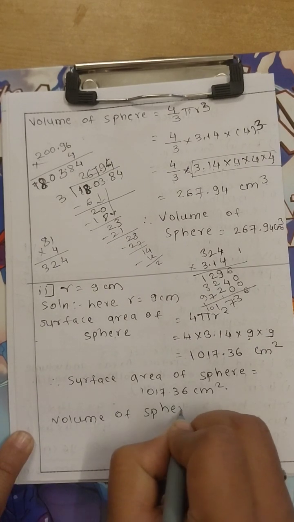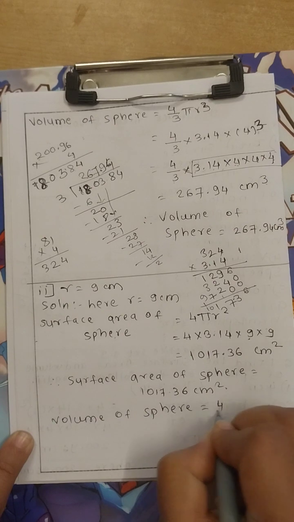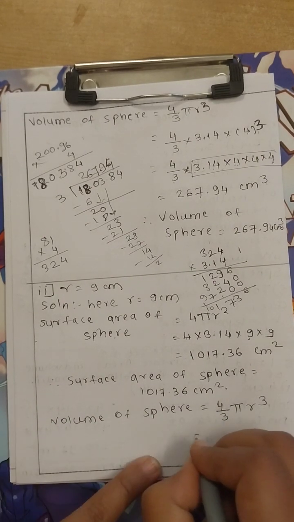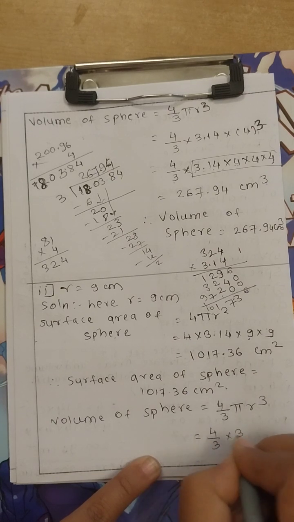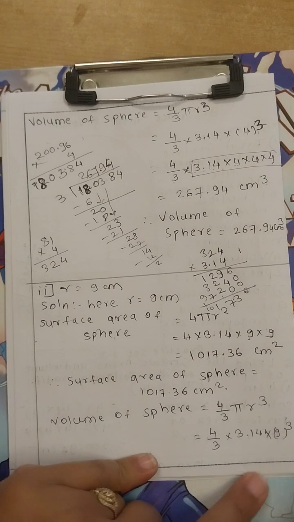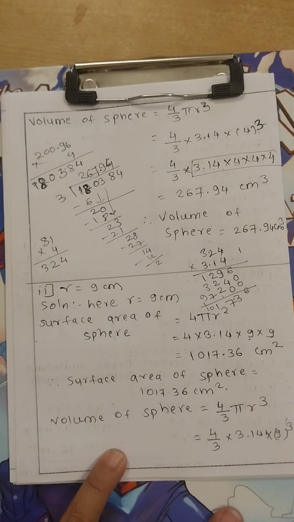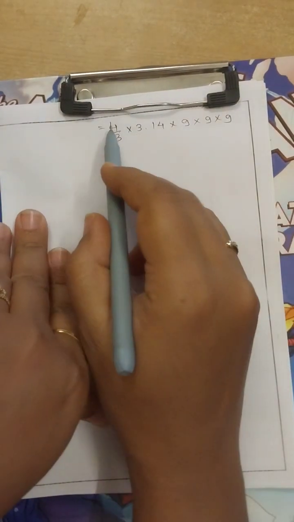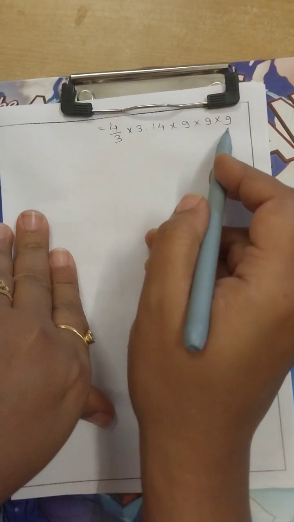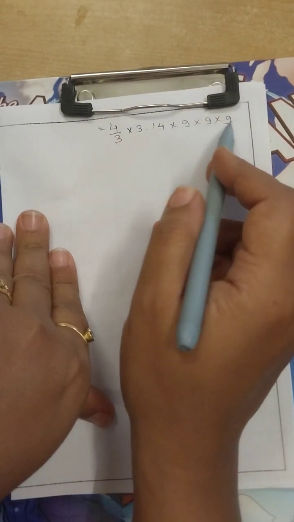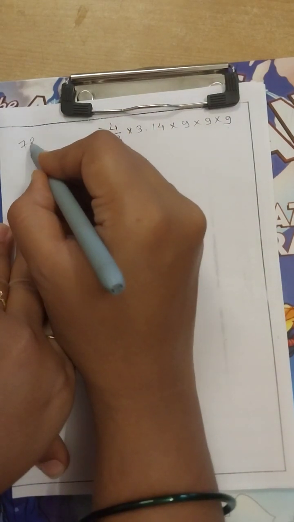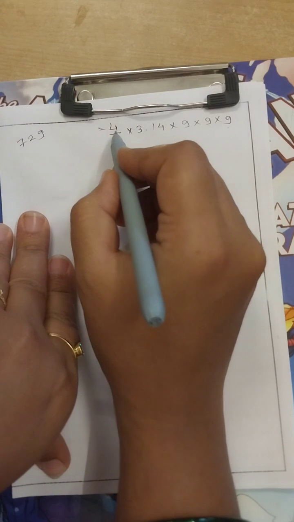Volume of sphere is equal to 4 upon 3 pi r cube, which is equal to 4 upon 3 into 3.14 into 9 cube, which is 4 upon 3 into 3.14 into 9 into 9 into 9. 9 cube is 729, multiplied by 4.